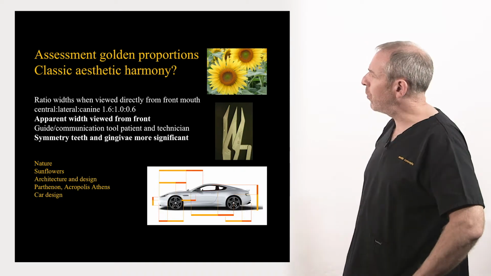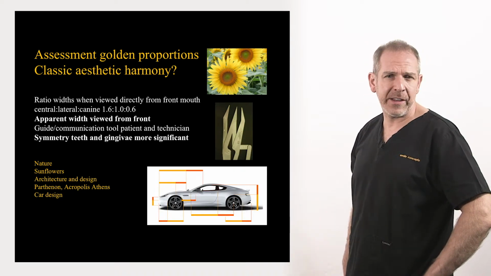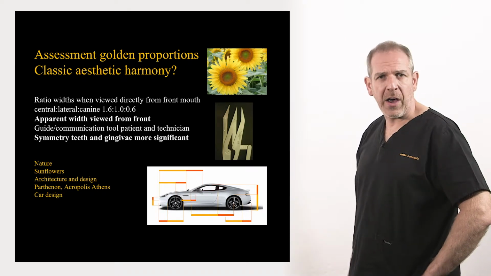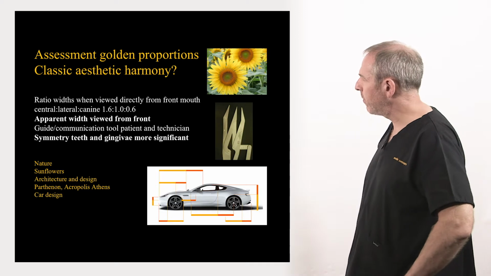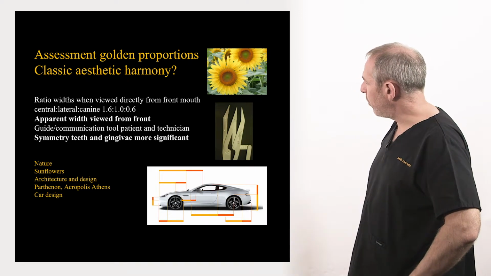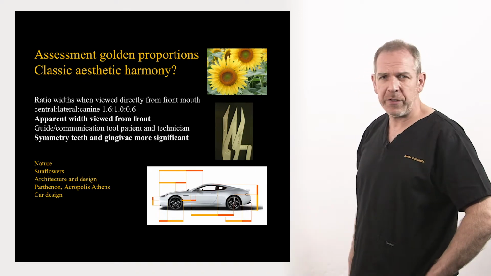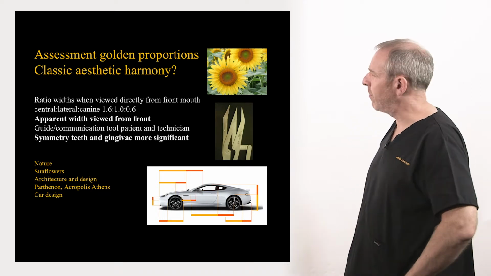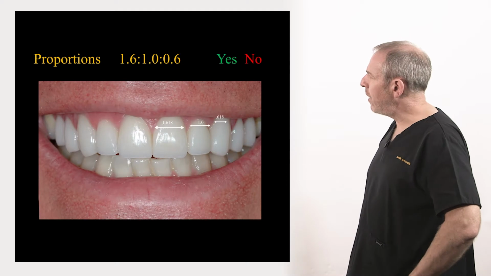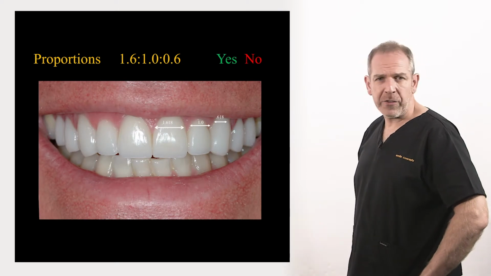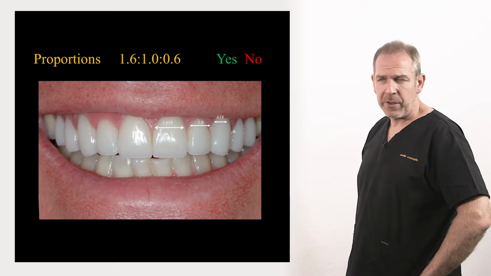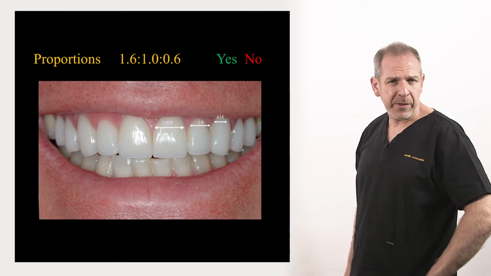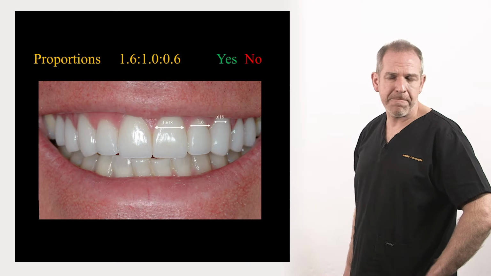And golden proportions is a kind of classic aesthetic harmony, and it's used quite a lot within car design and factors such as this. Often measured with golden proportion calipers that you can see in the middle of the slide, but there are other ways of assessing it. And here are our proportions, essentially 1.6, 1 for the lateral, and then 0.6 for the canine.